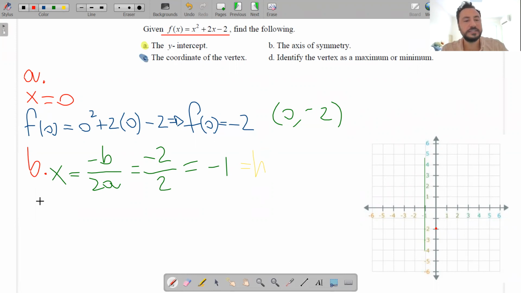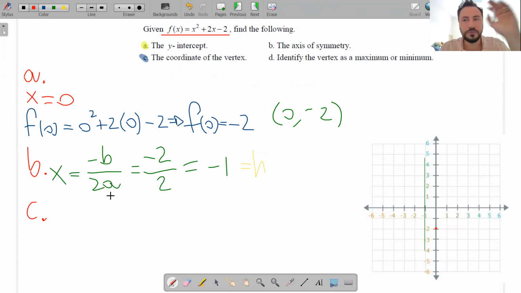C is asking for the coordinate of the vertex. Following up on what we just said, finding the axis of symmetry also gives us the x coordinate of the vertex. Now we need to find the k component of the vertex, meaning the y value. What do we do in this case?